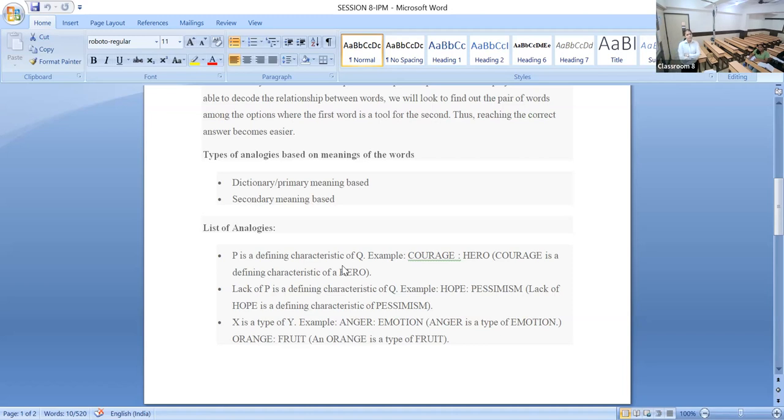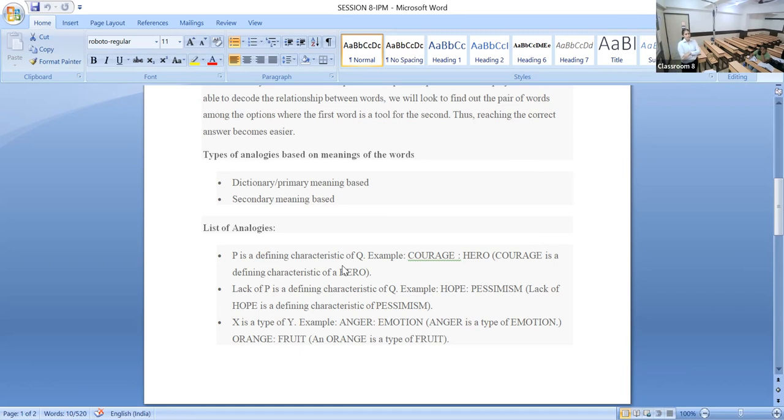Lack of P is a defining characteristic of Q. Hope, pessimism. What do they mean? Do they literally mean a literal thing over here, or are they trying to make a metaphor? What are they trying to do? Rahul, any idea? Agrima? Aditya? Basically saying that lack of hope leads to pessimism. Pessimism is always looking on the negative side. Yes, more or less what you said.